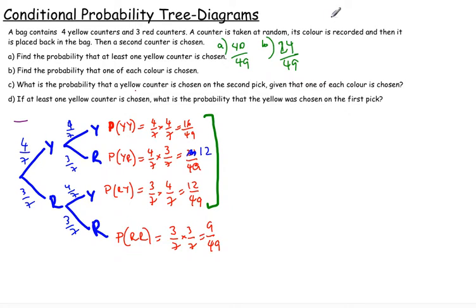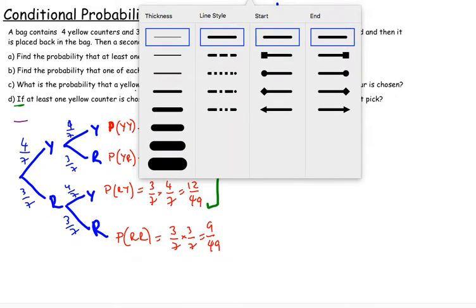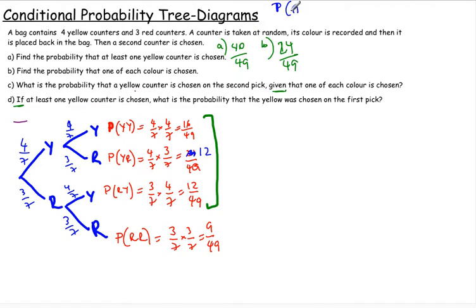Now, for parts C and D, we've got the word "given" and we've got the word "if". That suggests conditional probability. And I'm just going to remind you of the formula for conditional probability, which is P of A given B equals P of A intersection B over P of B.